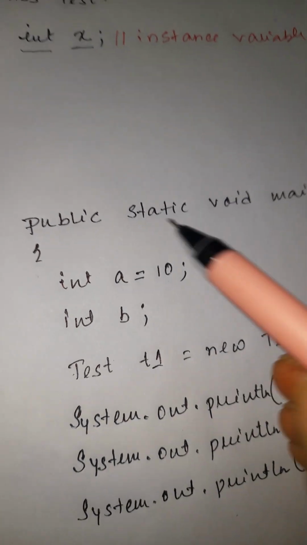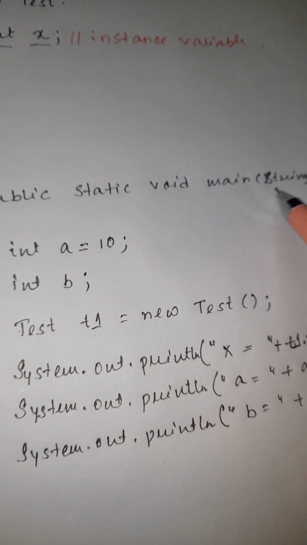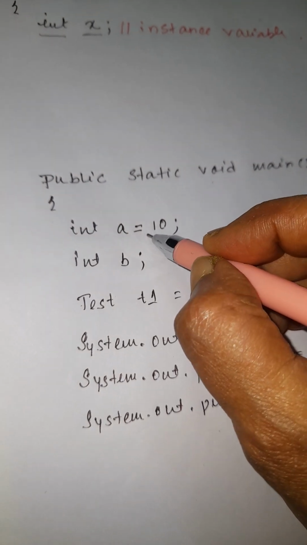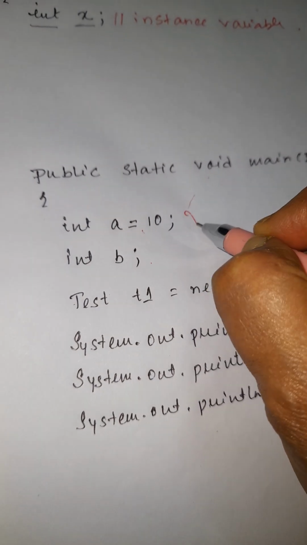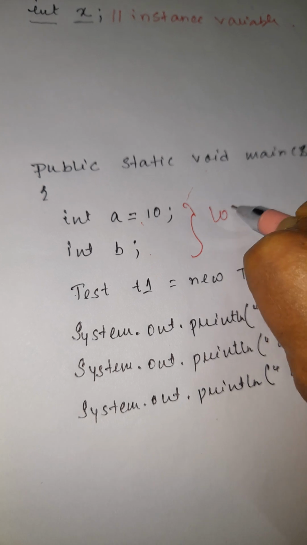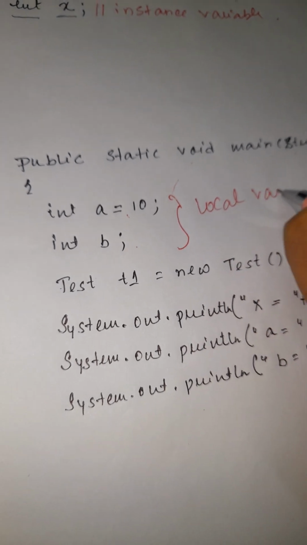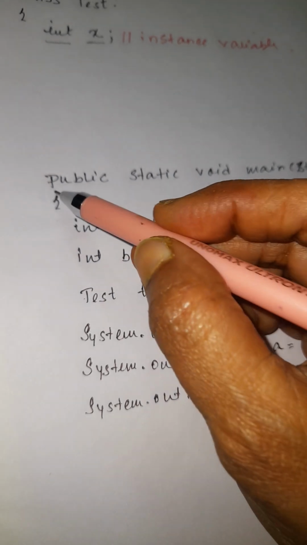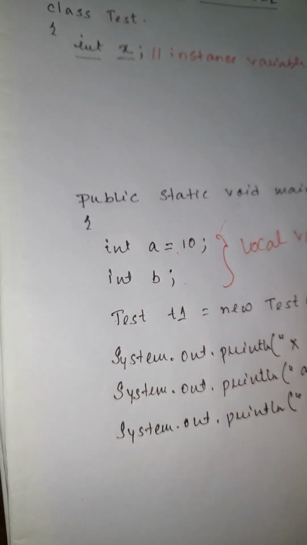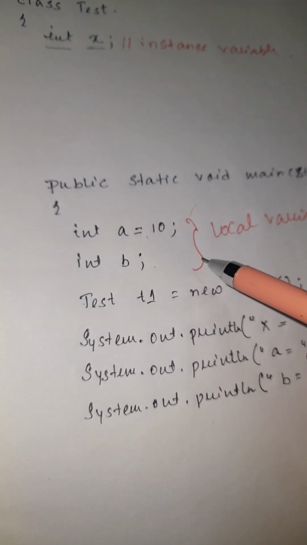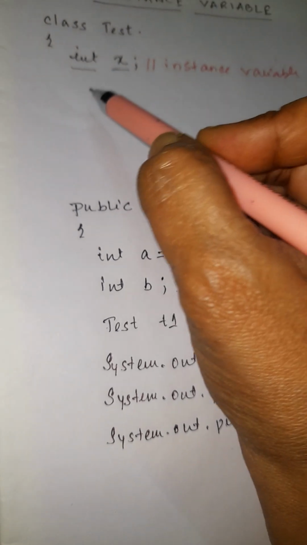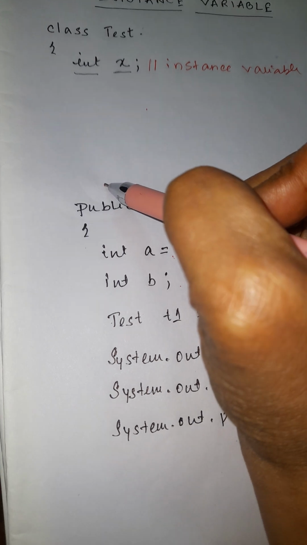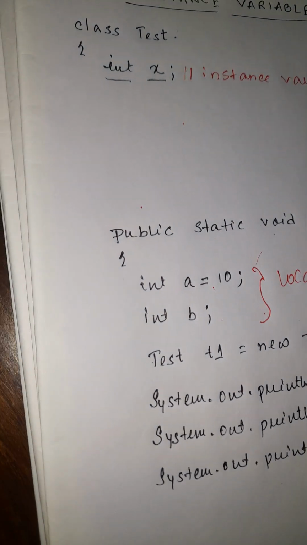Now here you see I declared the main function. Within the main I declared two variables, the integer a and integer b. These two variables are known as the local variable. So what is the local variable? When you declare variables within any block, that is known as a local variable. If you have one method within the class and you declare any variable within that method, that also will be a local variable.